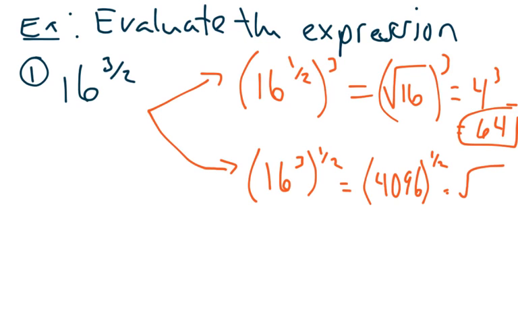Remember, 1/2 power is the same thing as the square root, so square root of 4096. We don't have 4096 on our end of the second column, but if you do 4096 and square root it in your calculator, you do find that it is 64.